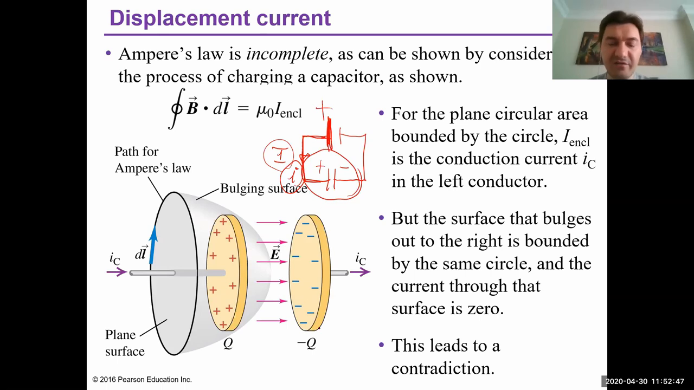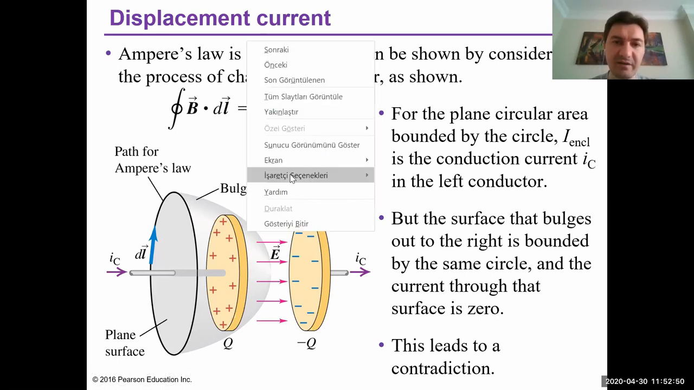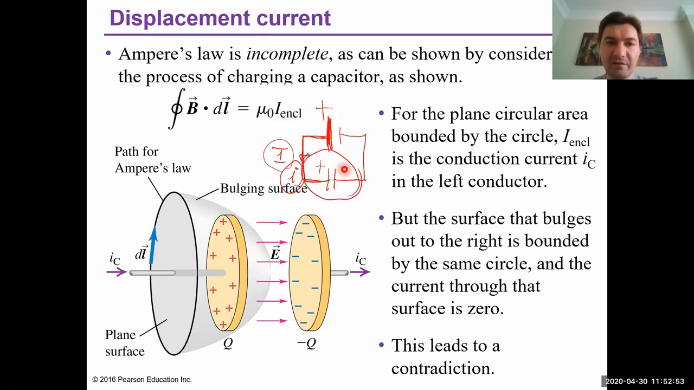Here I have the negative plate of the capacitor on the right side, this one. And this is the positive plate of the capacitor. And here I have current from positive to the negative sides of the EMF source. That's a battery we have here. So now I would like to apply Ampere's law for that capacitor. So look at that one. I choose a path for Ampere's law, in order to calculate B.